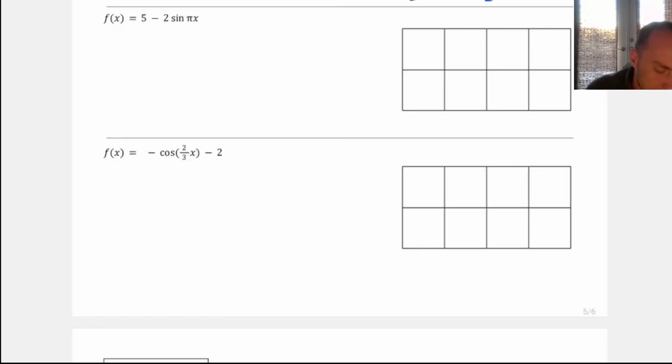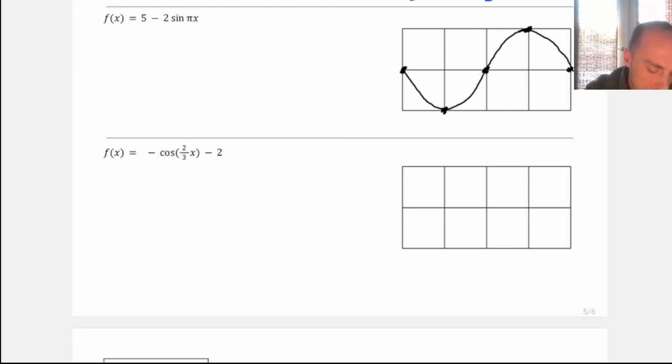All right, for this next one, I'm seeing 5 minus 2 sine of pi x. I'm seeing a negative sine x, and negative sine starts in the middle but goes down. So I'm going to graph the general form of the negative sine graph, and then I'm going to start labeling stuff based on the aspects of the graph.